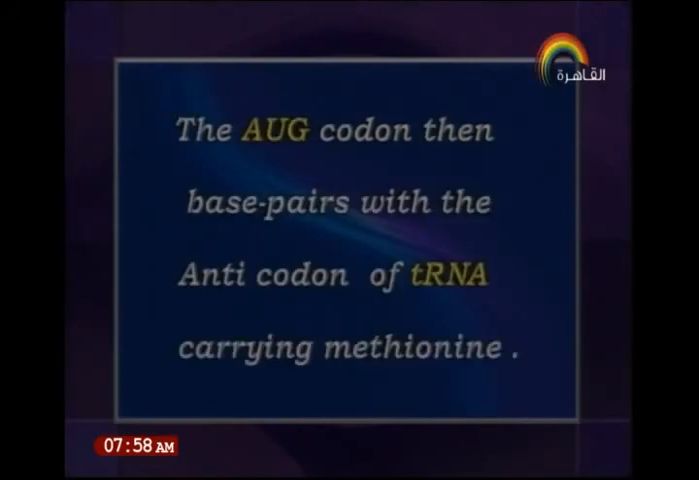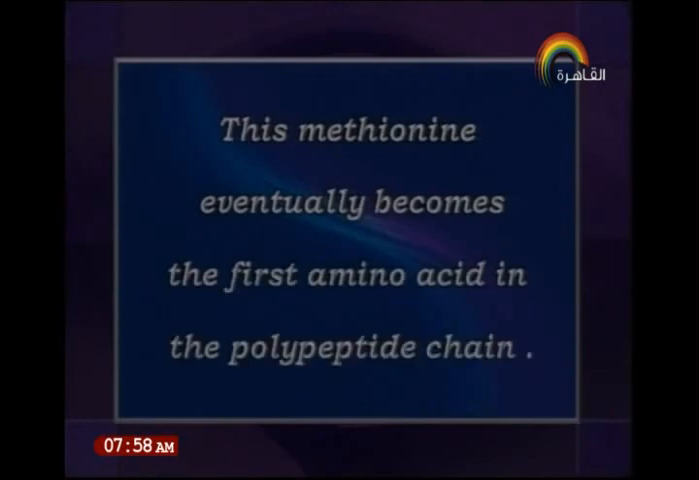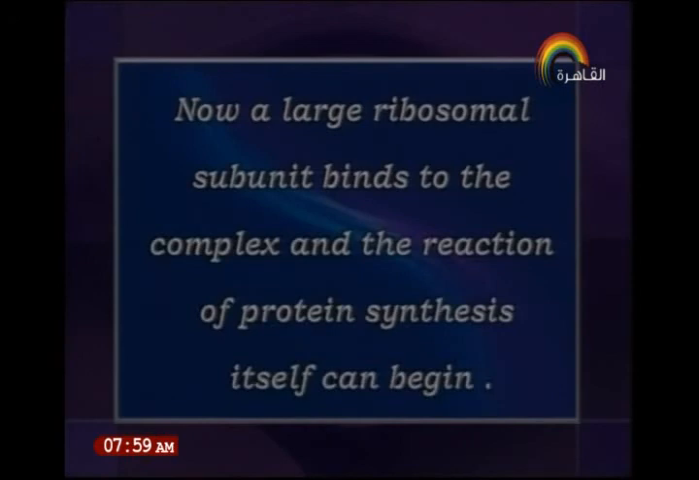The AUG codon then base pairs with the anticodon of transfer RNA carrying methionine. Then this methionine eventually becomes the first amino acid in the polypeptide chain. Now, a large ribosomal subunit binds to the complex and the reaction of protein synthesis itself can begin.